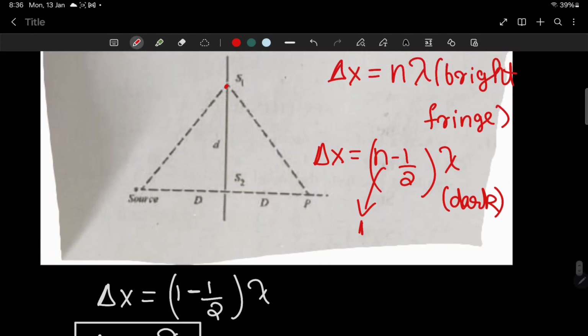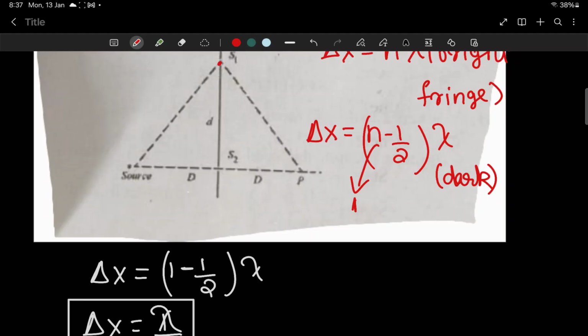What is path difference? And you know something that what is path difference? What is path difference?